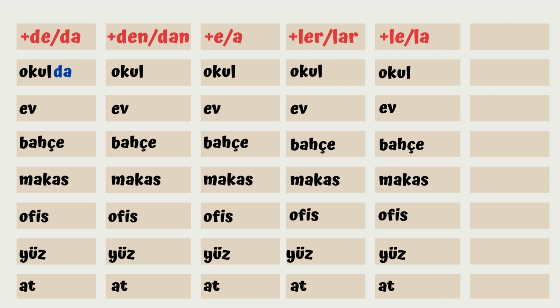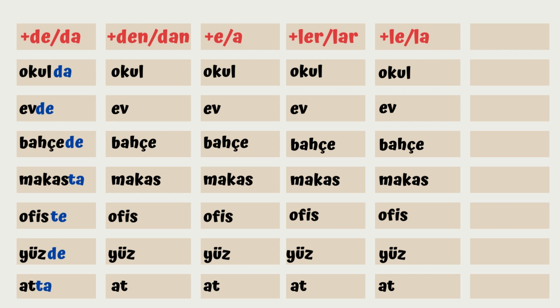Okul. So okulda, ev, evde, bahçe, bahçede, makas. Now be careful. The last consonant is s, so makasta. Office. So again, be careful. Last consonant is s. So ofiste. Yüzde. At. Atta. Again, last consonant is t. So we don't say da.